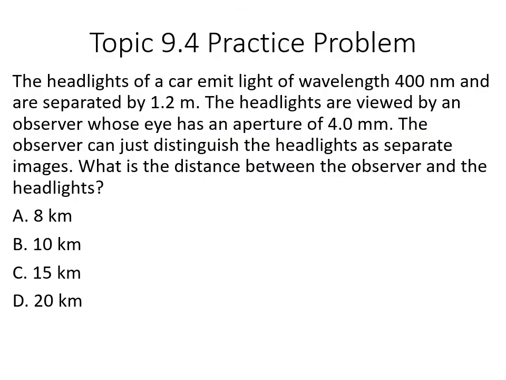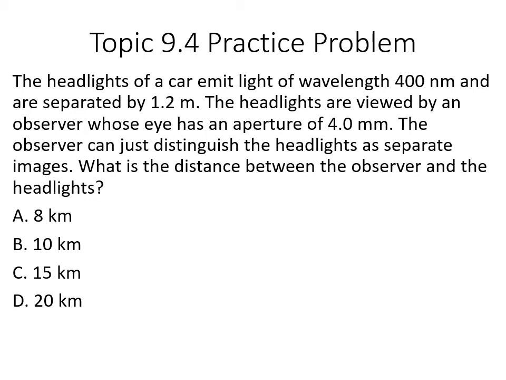Okay, so topic 9.4, this is the first practice problem. I just wanted to discuss with you how to solve this problem. Headlights of a car emit light of wavelength 400 nanometers and are separated by 1.2 meters. The headlights are viewed by an observer whose eye has an aperture of 4 millimeters. The observer can just distinguish the headlights as separate images. What is the distance between the observer and the headlights?